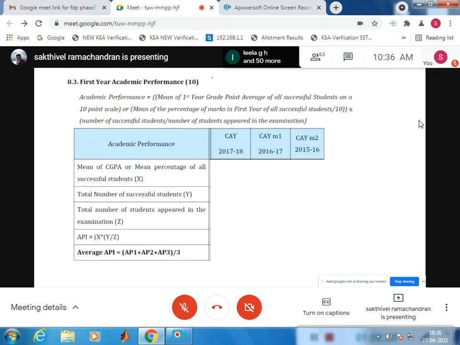First year academic performance, this has 10 points. So how do we evaluate the performance of the first year students? The mean of the first year grade point, or it could be the mean of the percentage of marks. So you can use any of these metrics to find out their mean CGPA or mean average, total number of successful candidates, right? Total number of students appeared for the examination, and what is your average academic performance index, right? So based upon that, for the last 3 years, these 10 marks will be given.